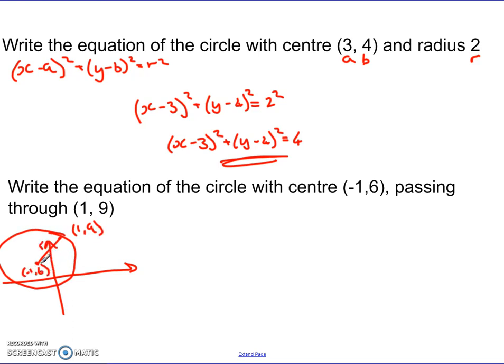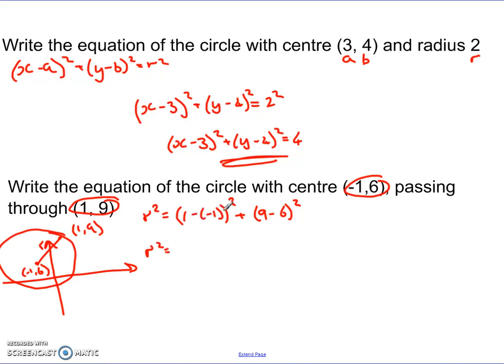So I want to figure out what this radius is here, which we know how to do based on this equation, and then once I've done that, I can plug all the parts in together. So I know in this case that r squared is (x minus a) squared plus (y minus b) squared. x and y come from the point, and the a and b still come from the centre. So r squared equals, x is 1, take away negative 1 squared, plus the y, which is 9, take away the b, which is 6, squared. Once I've calculated this, I'll get what my r squared is.